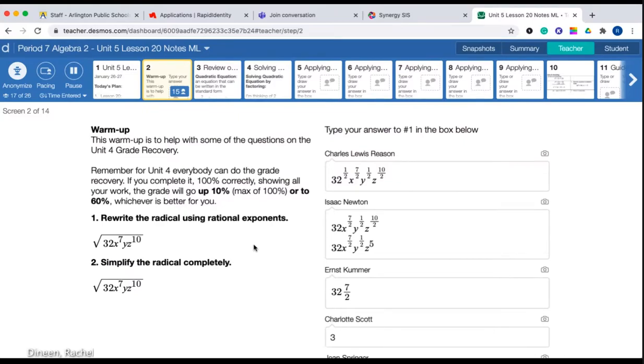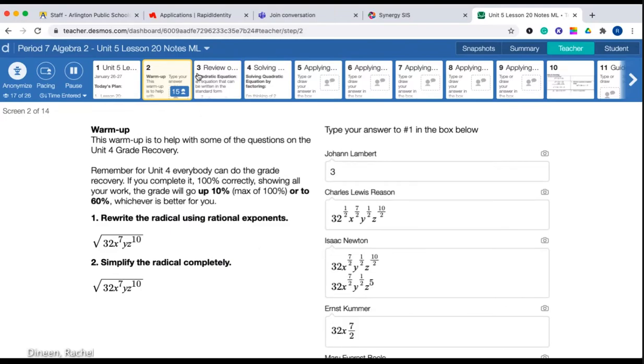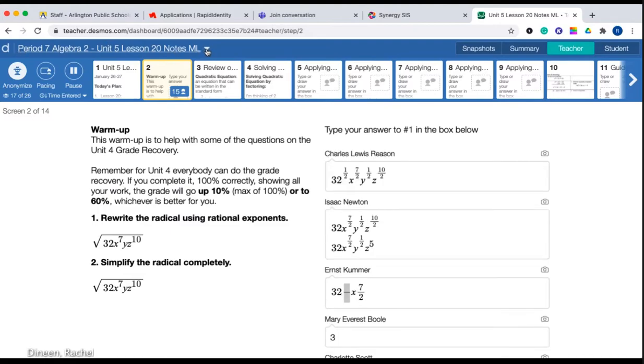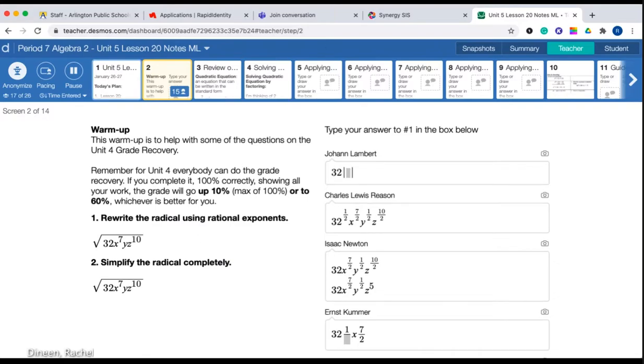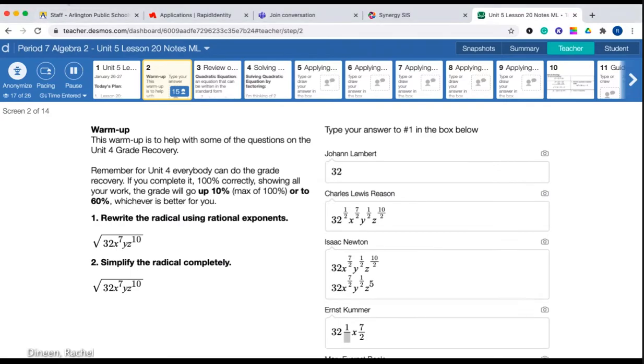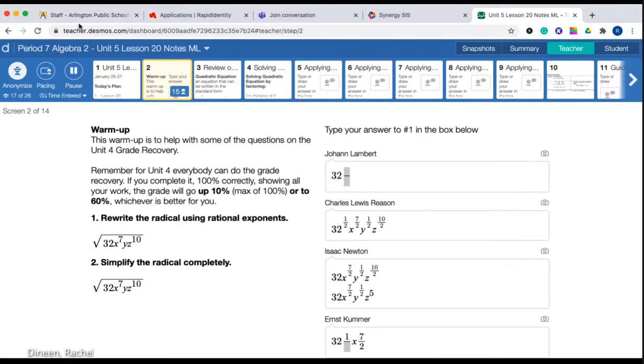Yes, I see a hand up. When I open the Desmos, it's not showing me the assignment. Okay, let me see. Like it's not assigned to you? Okay. Let me open up a new window and I will paste the link to join in the chat. So just give me 1 minute. Is anyone else having that problem?